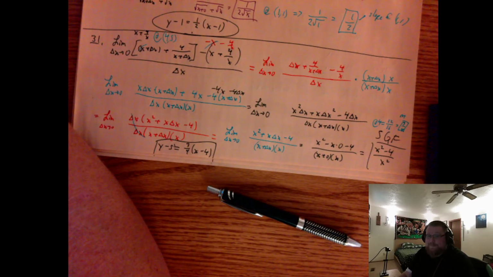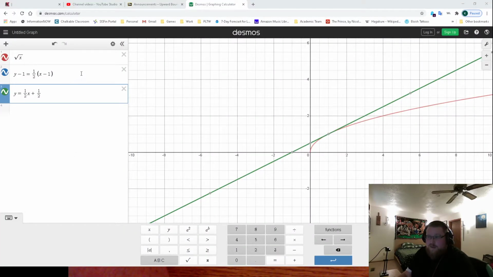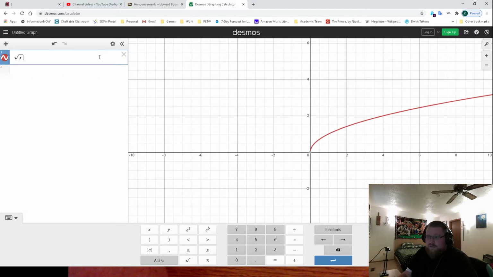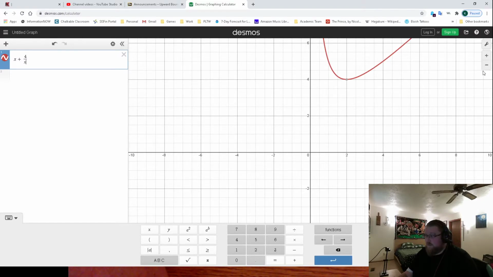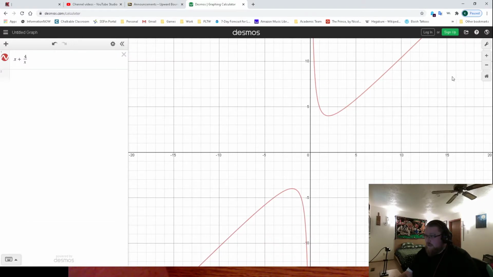Slope, Desmos. My equation was x plus 4 over x. It's a pretty unique function. In this case, the point in question they're asking about is this (4, 5). So we want to find a tangent line at that point. Let's see if we got it.